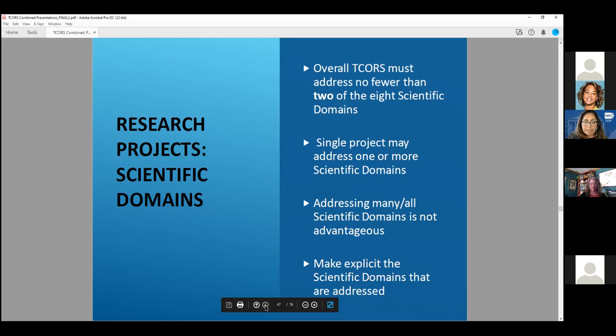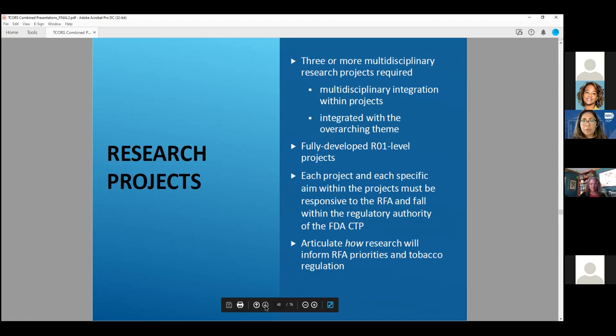So we require that there are at least three of these projects, and they have to be integrative, and also they have to reflect that integrative theme for the TCORS. They are developed as basically R01 projects, and many of you are very familiar with those projects. Also, each project and each specific aim should be responsive to the RFA. And by now you already heard the term responsive many, many times, and also should be within the scope of FDA Center for Tobacco Products. A very important thing to do for this project is, how will this research inform FDA?